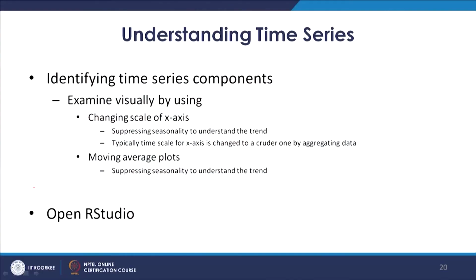If we look at the points that we are discussing, we are mainly focusing on the trend component. The trend component is the most important component in modeling or forecasting a time series. Then a few more points we discussed about changing the scale of x axis and how that can suppress seasonality and help us in understanding the trend component. Similarly, moving average plots will also enable us to do the same thing.